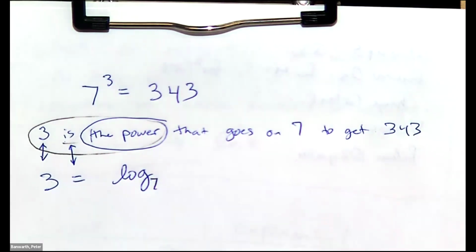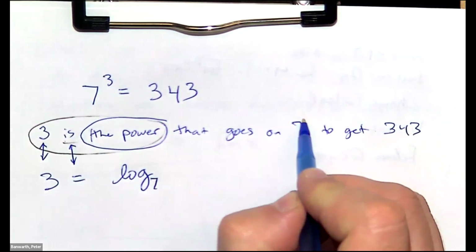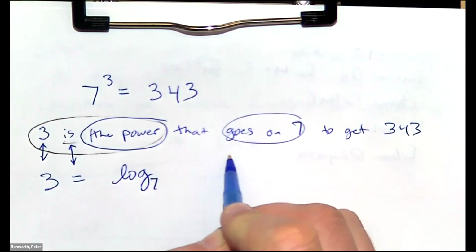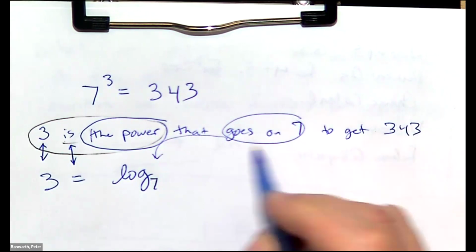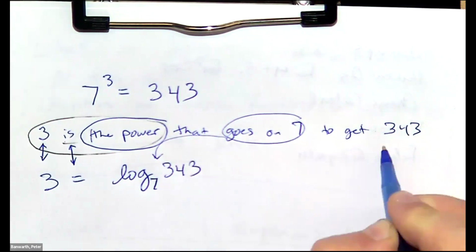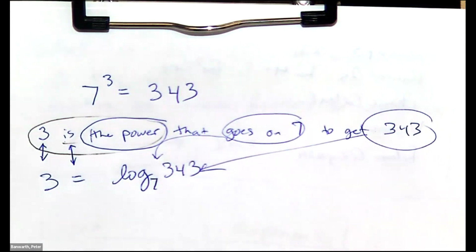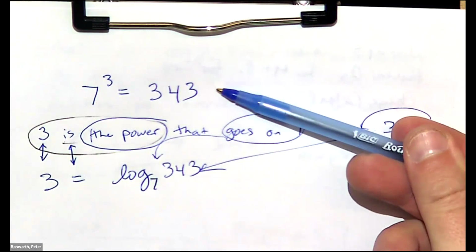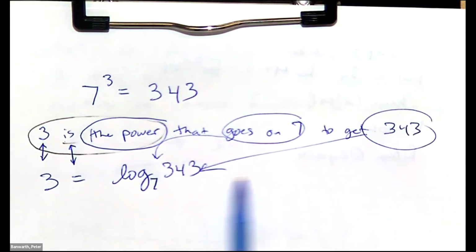We put it right on 7, right? It's sitting on 7, to get, goes on 7. That goes here, to get 343. And now we have written this expression like an exponential. We have written it with words, and we have written it with a log function.